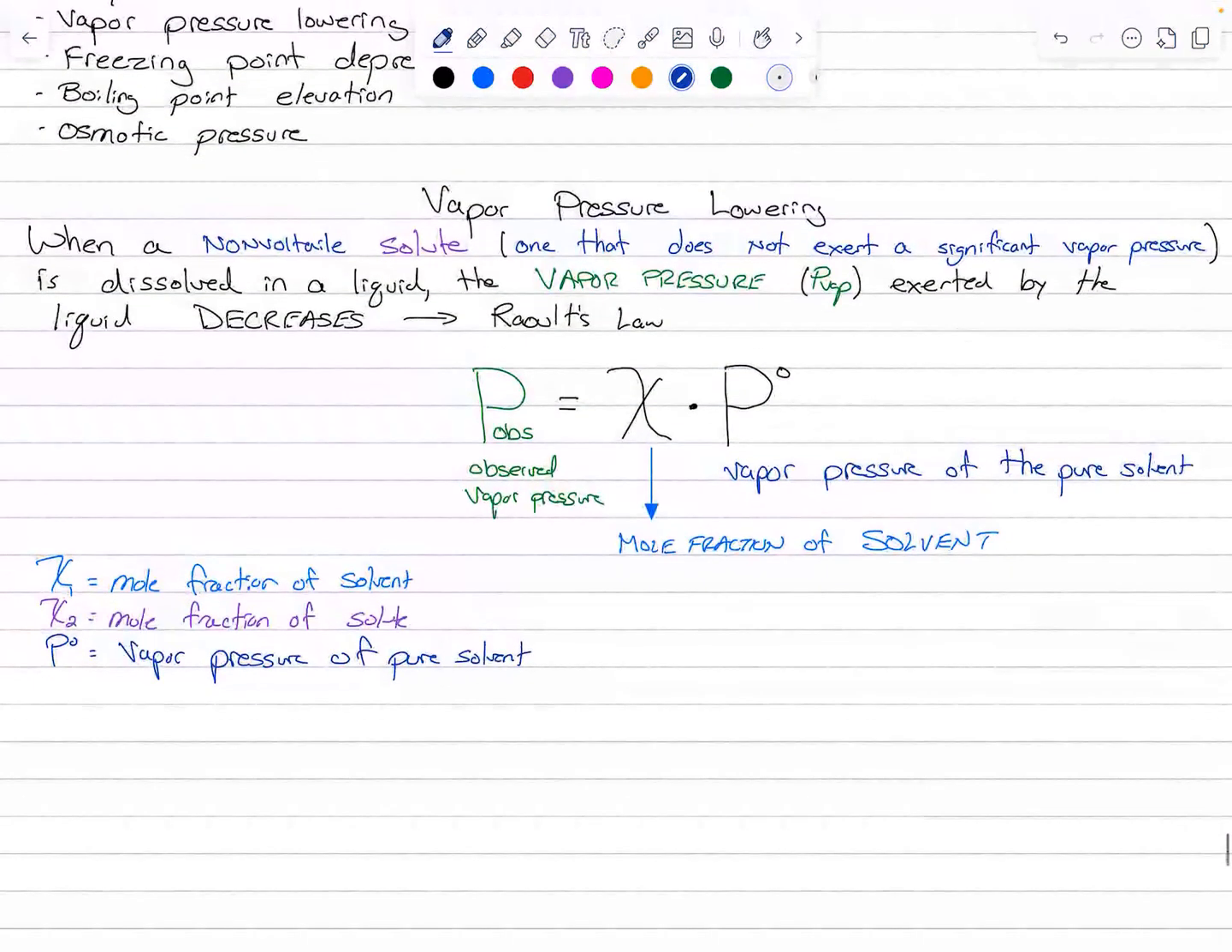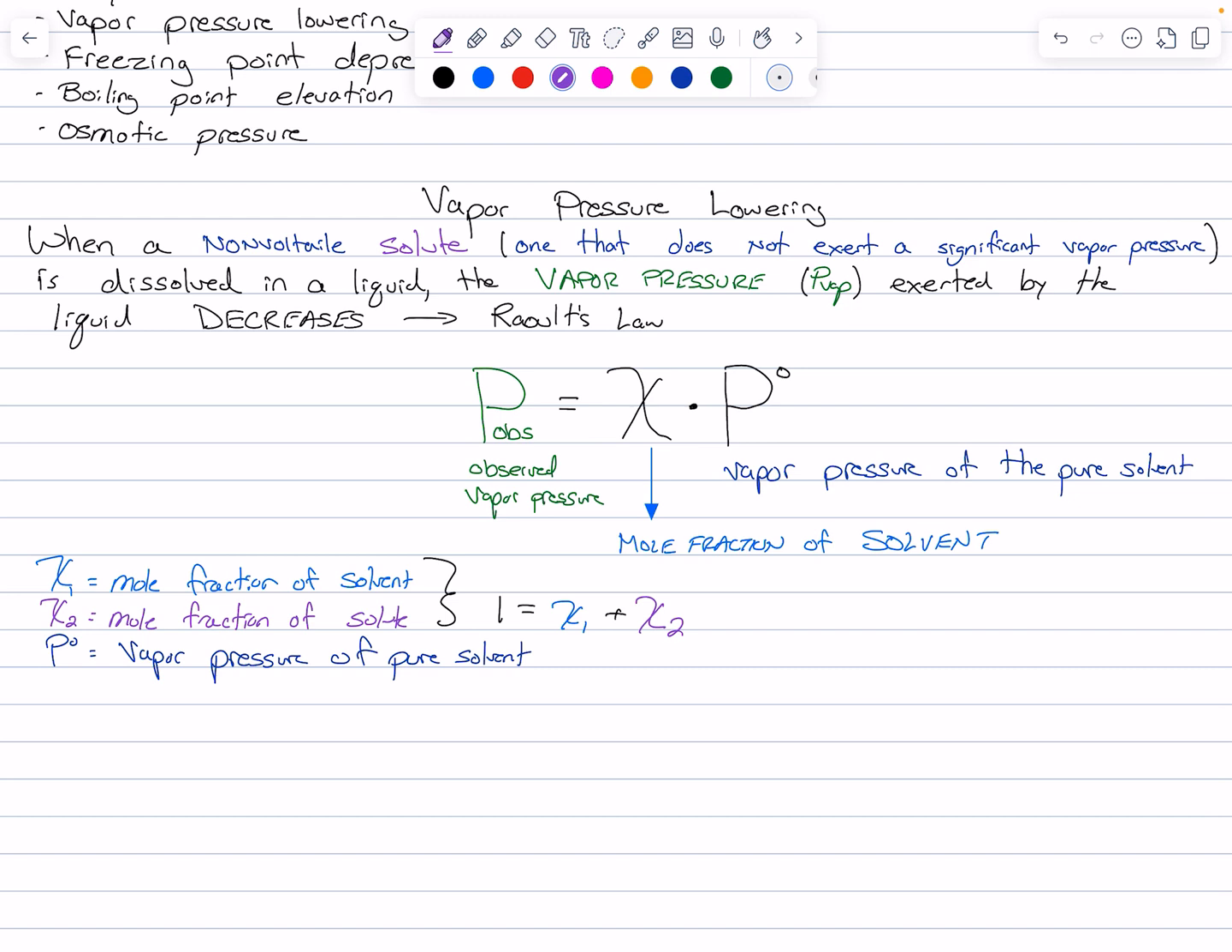All right, we can do a little math to show you what the difference would be. We know that 1 equals the mole fraction of solvent and the mole fraction of solute. Hopefully that makes sense, right? That the mole fractions should add up to 1.